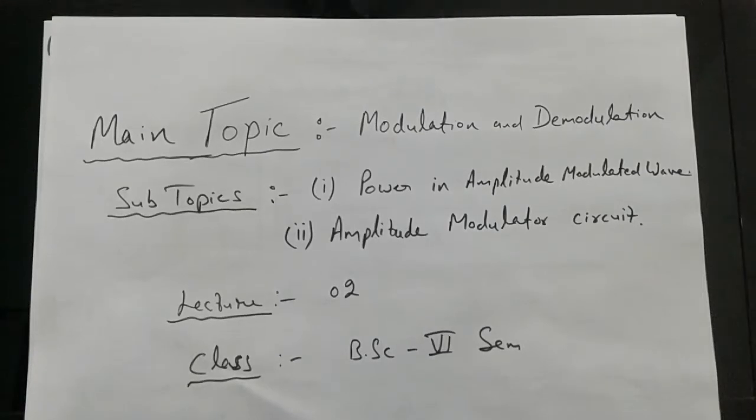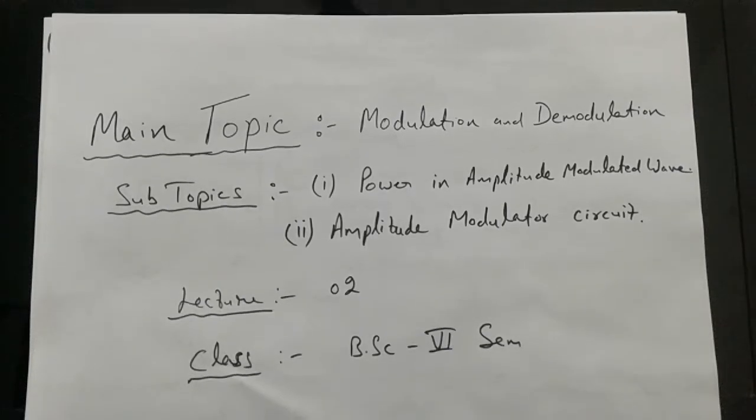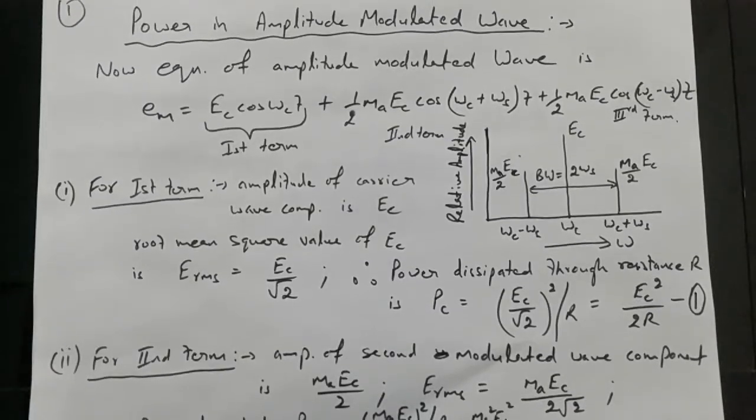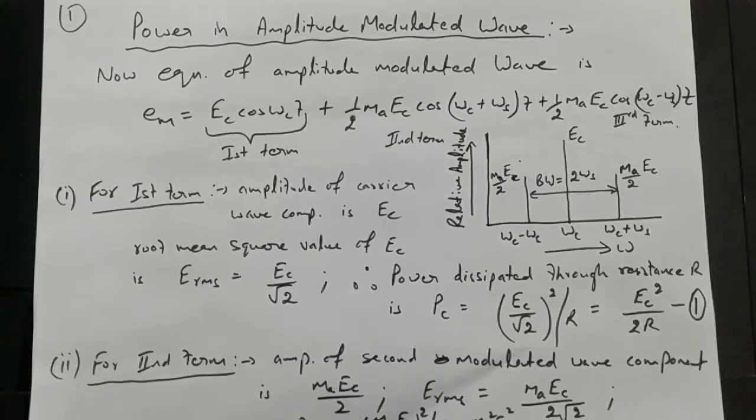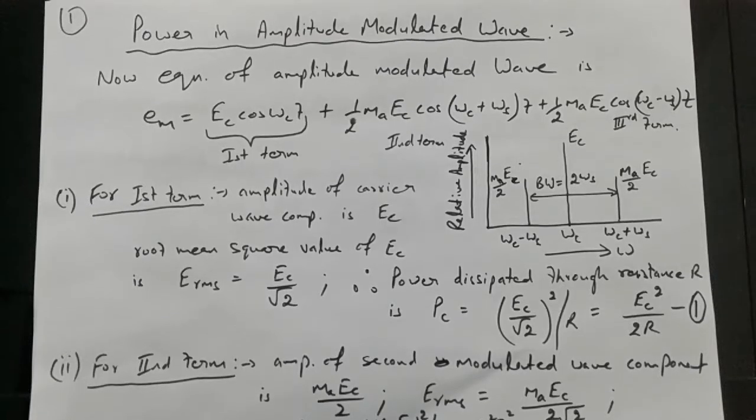Hello students, today I will discuss with you two subtopics of the chapter modulation and demodulation. First is power in an amplitude modulated wave, and the second topic is the amplitude modulator circuit. Now here in the first article we will find the power associated with an amplitude modulated wave.